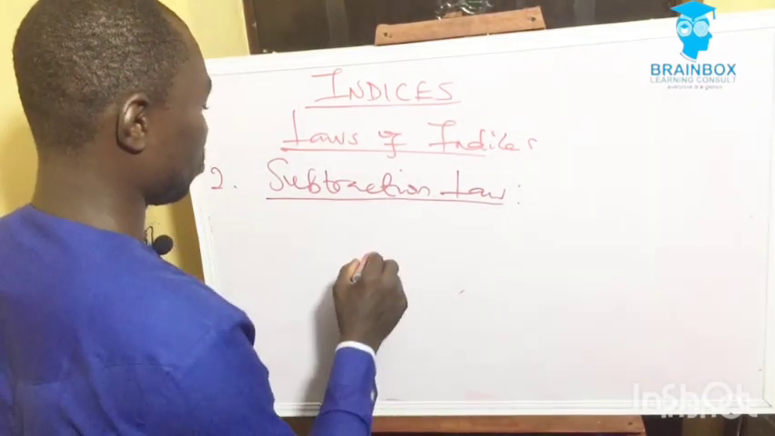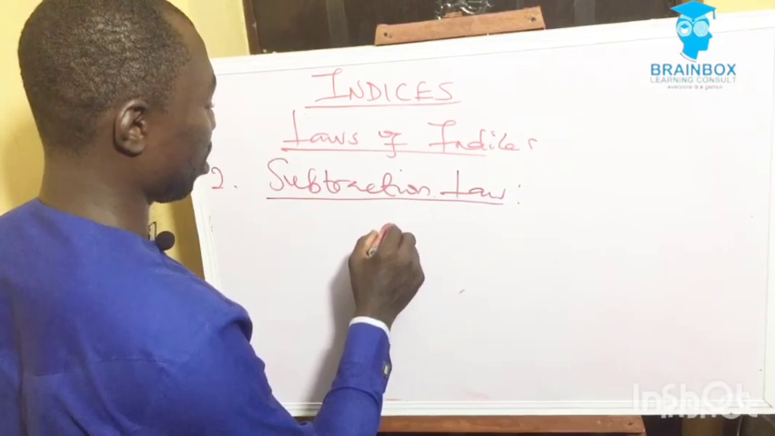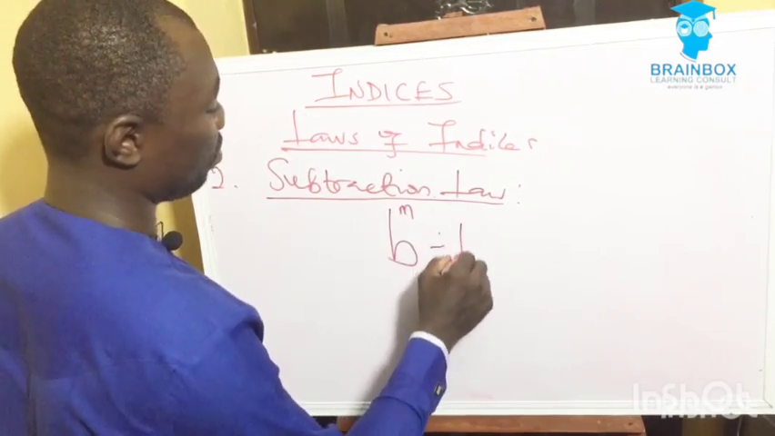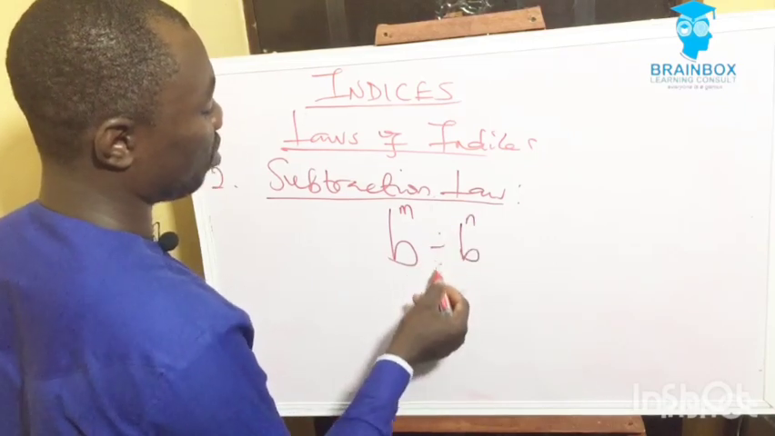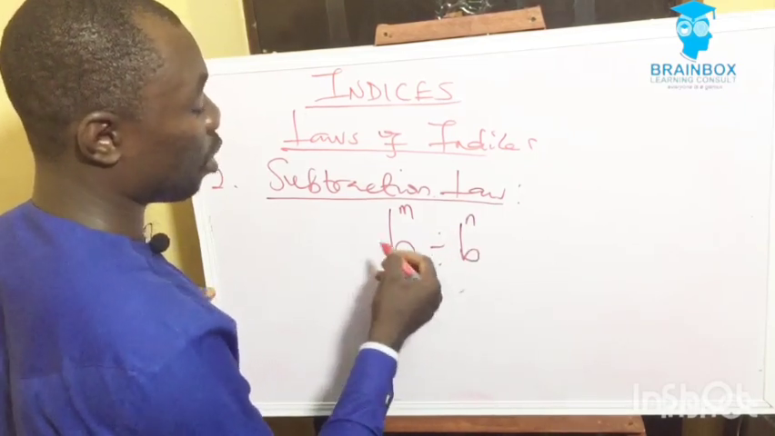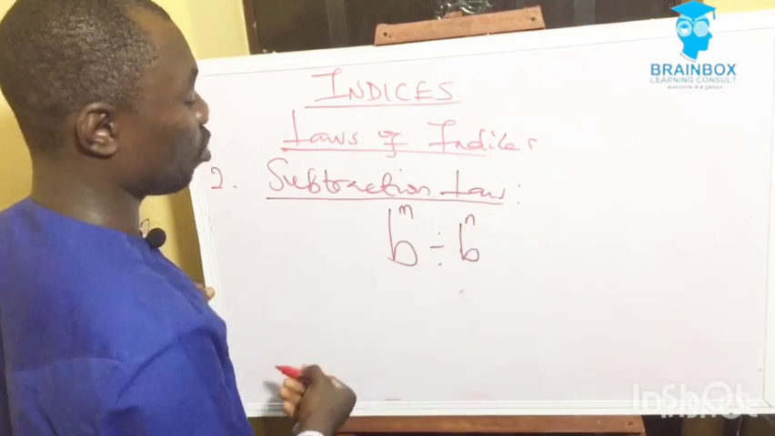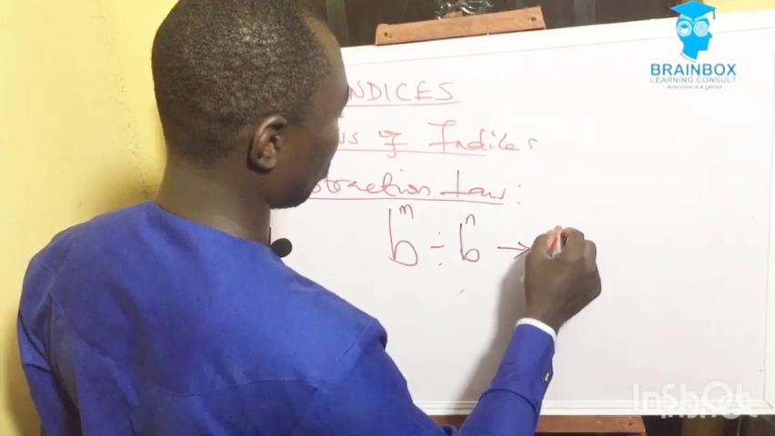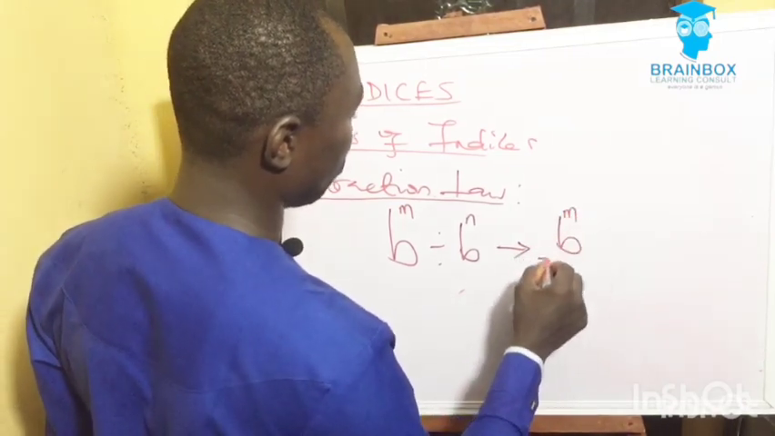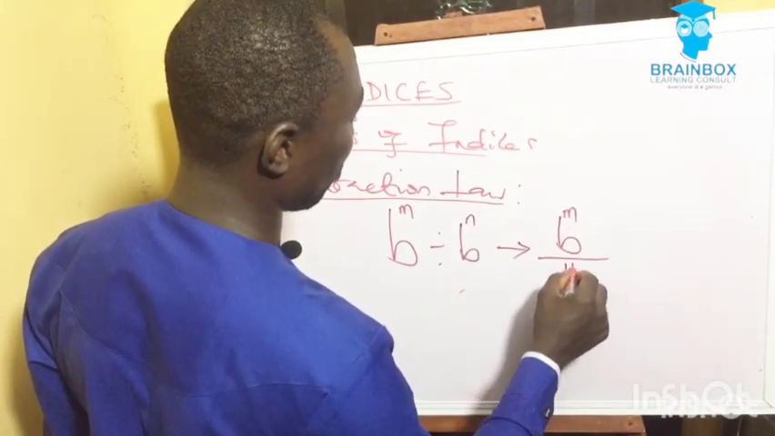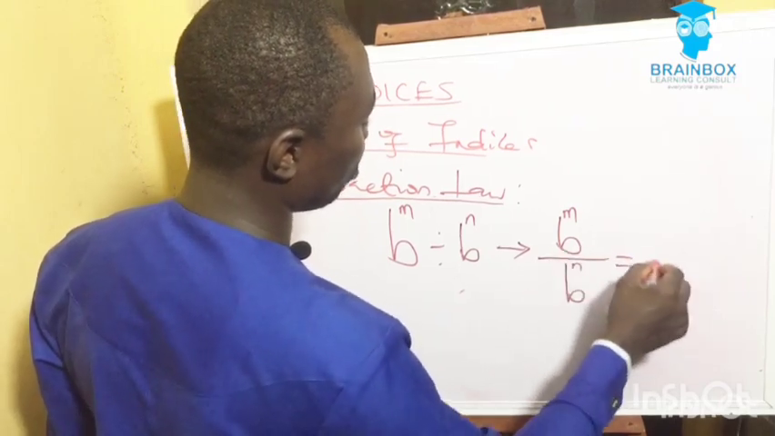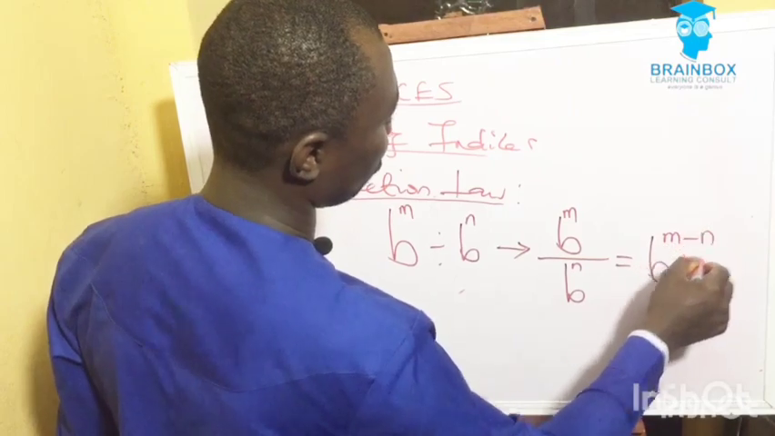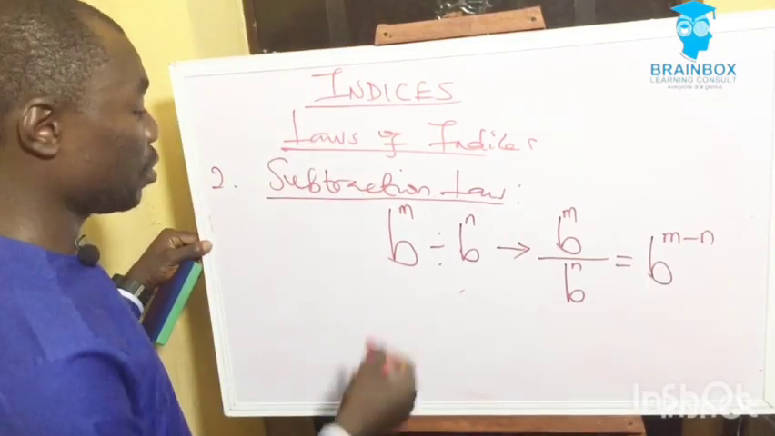Now, the first time we used a, let's use b now. Let's say b raised to the power of m divided by b raised to the power of n. Because there's division here and there are same bases, we pick one while we subtract the index. So that is b raised to the power of m over b raised to the power of n. What you do is pick one, that's b, then you subtract the power, that's m minus n. That's all.